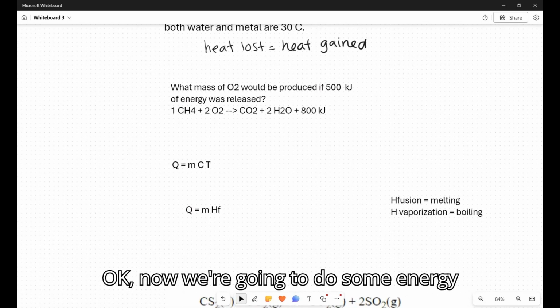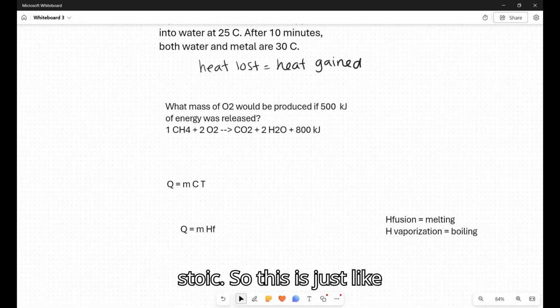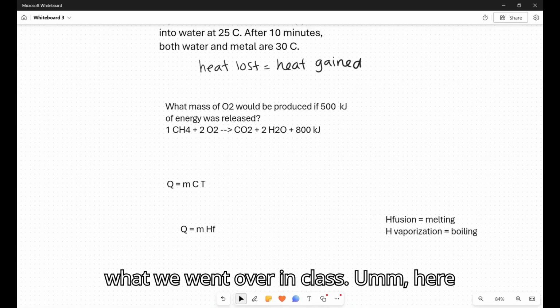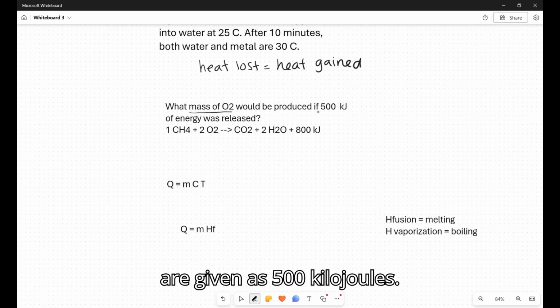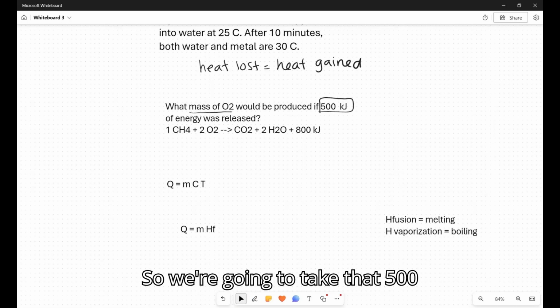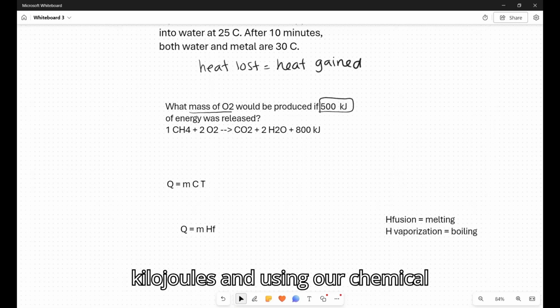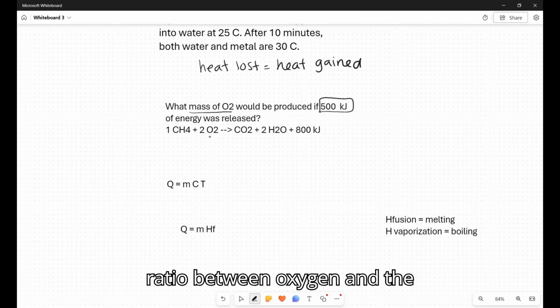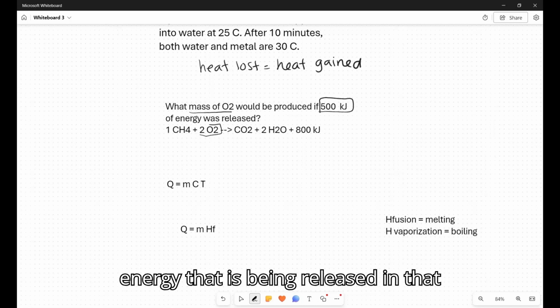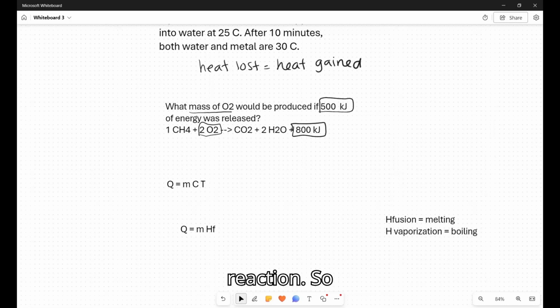Okay, now we're going to do some energy stoich. So this is just like what we went over in class. Here we're looking for the mass of oxygen, and our given is 500 kilojoules. So we're going to take that 500 kilojoules, and using our chemical equation, we're going to use the mole ratio between oxygen and the energy that is being released in that reaction.